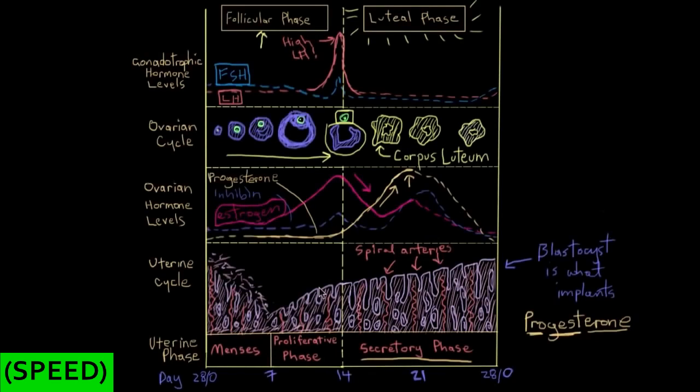The corpus luteum's hormones are doing other things too, though. The progesterone and the little bit of estrogen produced by the corpus luteum are going to suppress the FSH and LH production by the anterior pituitary by that process of negative feedback. So you can see their levels dipping pretty low here. And on top of the estrogen and progesterone negatively feeding back on FSH and LH release, the corpus luteum is also producing inhibin.